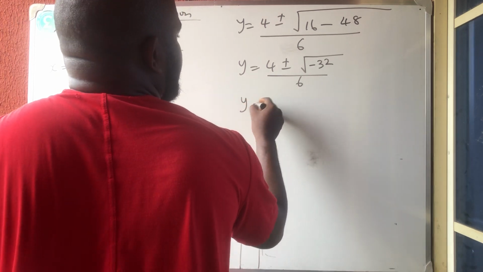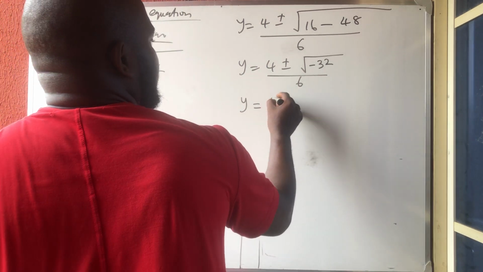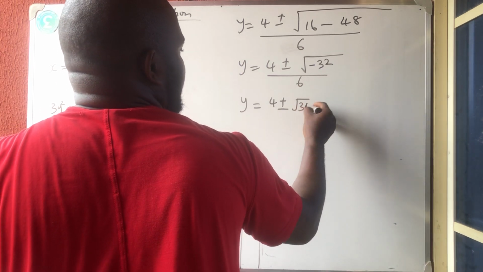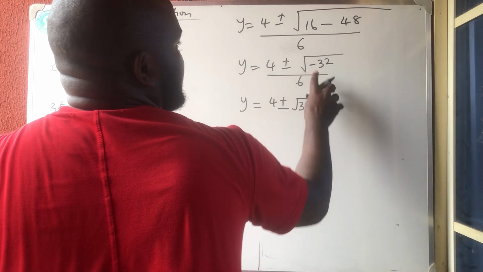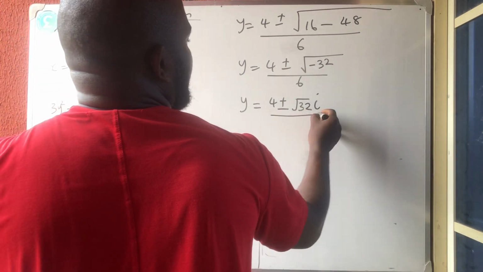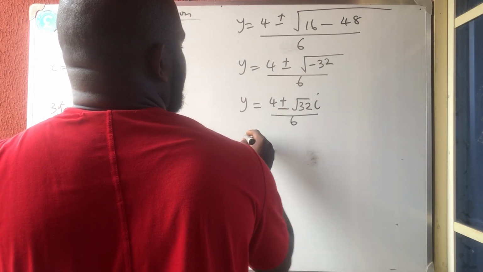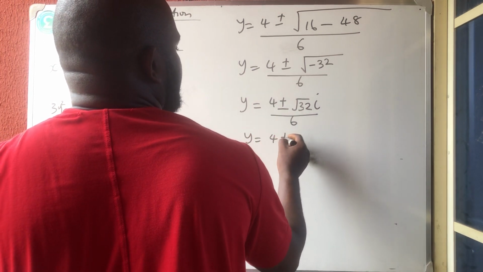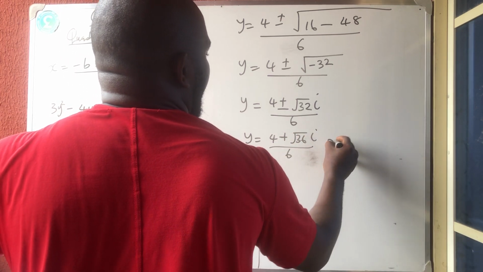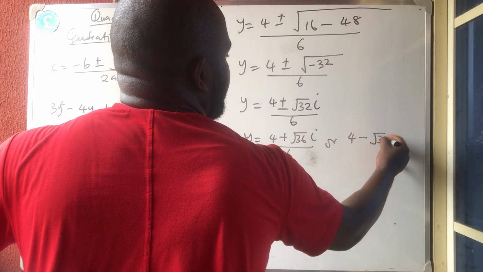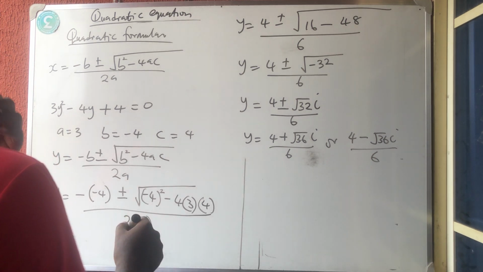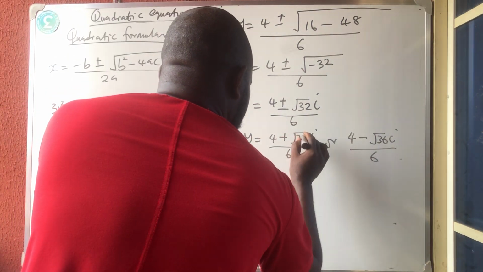So this is y is equal to, watch the way I'm going to do it, 4 plus or minus square root of minus 32. Please, the square root of minus is i, a complex number. So I'm having the root of this all over 6. So let me separate. y is equal to 4 plus root 32i all over 6, or 4 minus root 32i all over 6. So that is that.